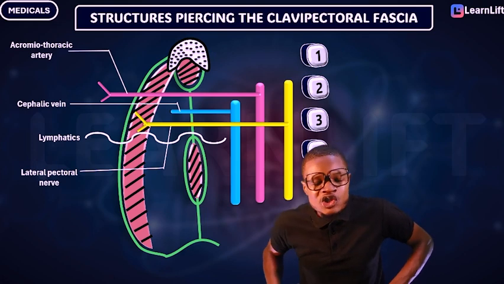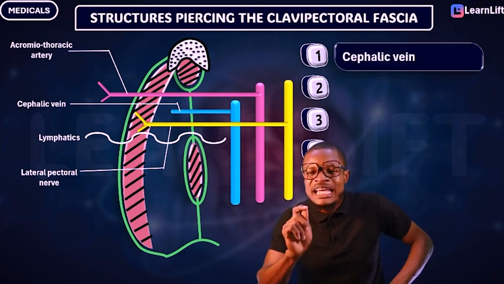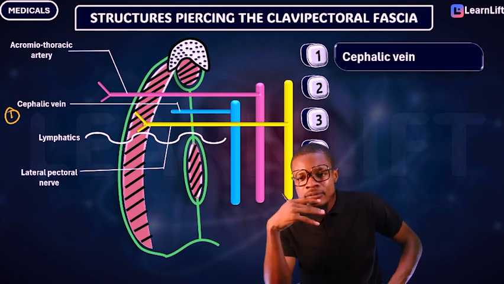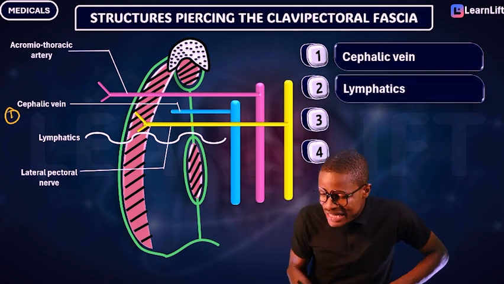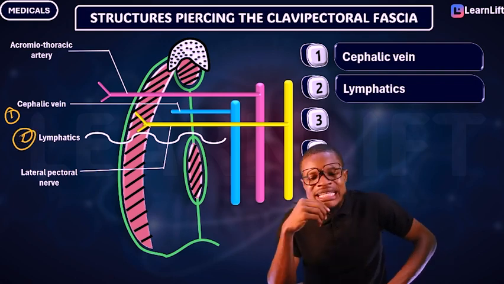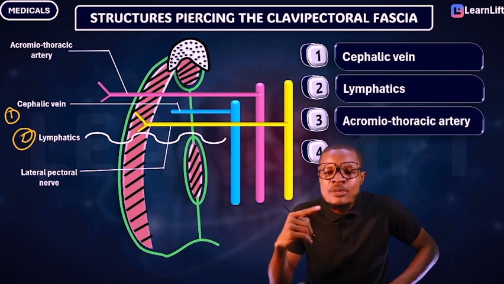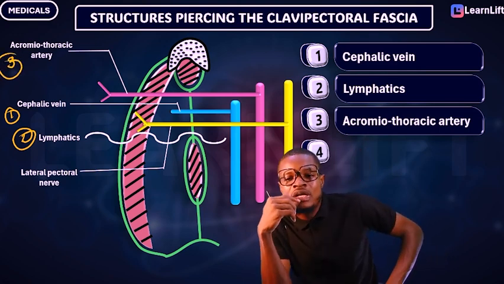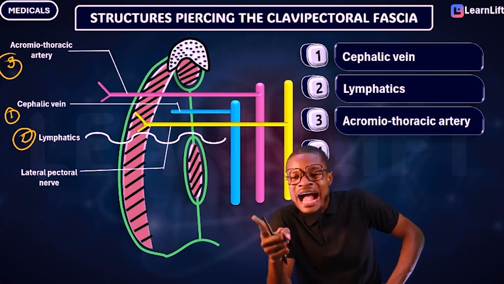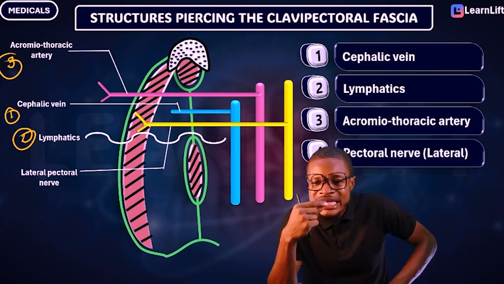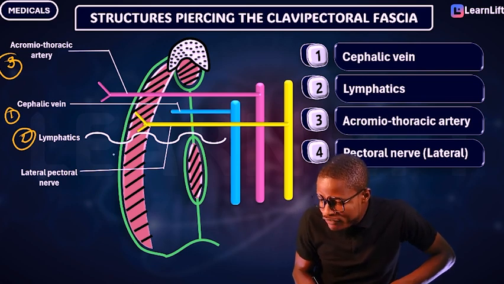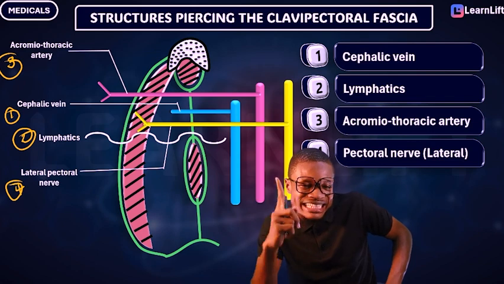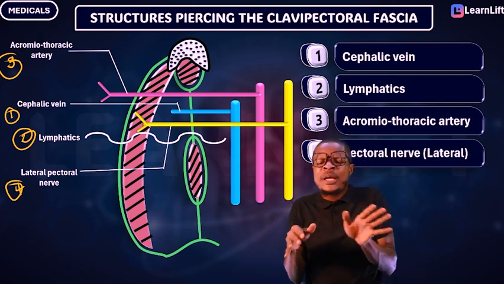But let's go. The first structure, number one, is called the cephalic vein. Number two is the lymphatics. Number three is called the acromiothoracic artery. Either you call it the acromiothoracic artery or the thoracoacromial artery. And then number four is the pectoral nerve. But which of the pectoral nerve? It is the lateral pectoral nerve.